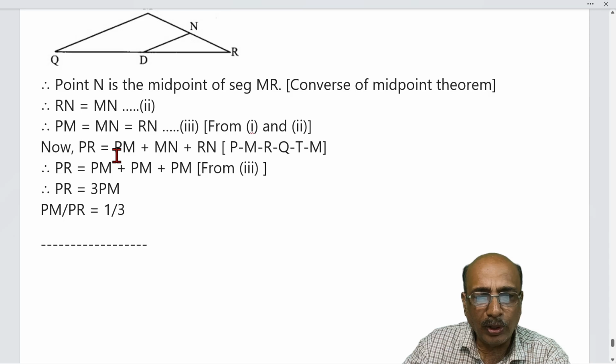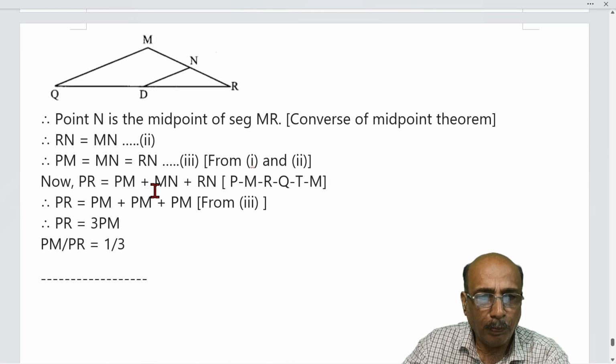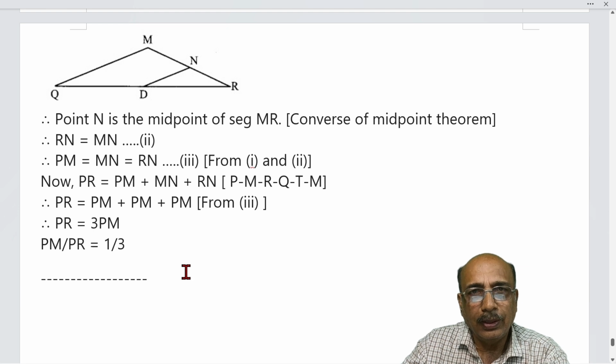But PR equals PM plus MN plus RN. So all three segments are equal to PM. Therefore, PR equals 3 times PM. Cross multiplying, PM upon PR equals 1 upon 3. Here we complete this exercise.